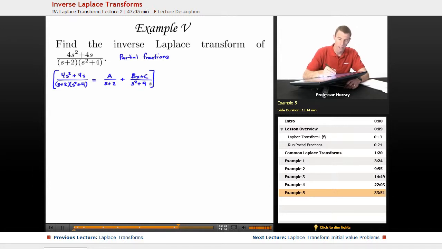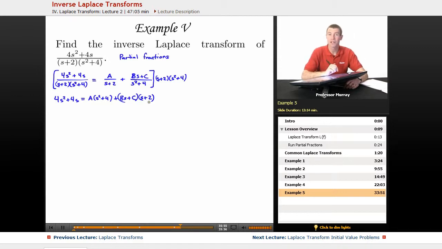And so we're going to multiply both sides by our common denominator, s plus 2 times s squared plus 4, in order to get rid of the denominators. When we do that, on the left-hand side we'll get 4s squared plus 4s. On the right-hand side, we'll get A times s squared plus 4, plus Bx plus C. I wrote x. Of course, I was thinking in terms of calculus, where we always use x as the variable, but in this case it's an s. So B times s plus C, and we've got s plus 2.